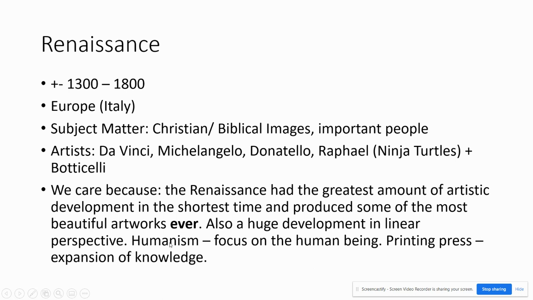This isn't as important, but humanism shifted the focus in philosophy onto the human being. So, what does it mean to have a human experience? You can do some Googling on this for more information, but it's not that important for you to know right now at this point. And then the printing press.